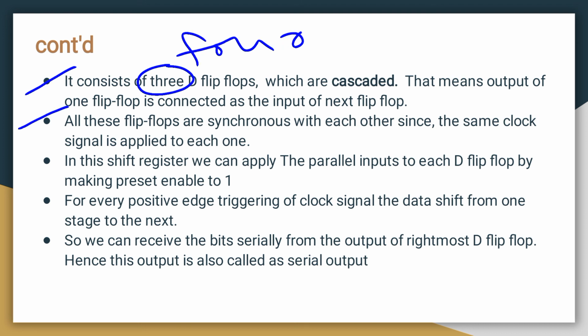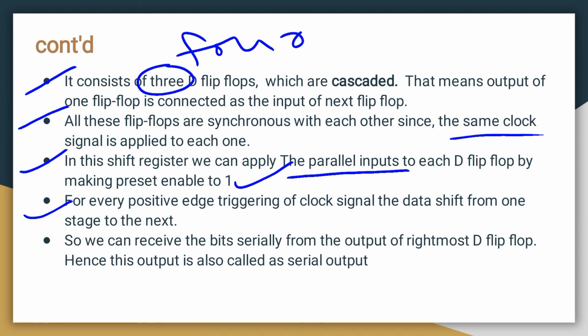In this shift register we can apply the parallel input to the D flip-flop by making preset enable to 1. Nothing but we have to do the load condition on this. So first we have to do load, then we have to go for shift. That is preset condition 1. So for every positive edge trigger clock, the content is shifted from one stage to another.